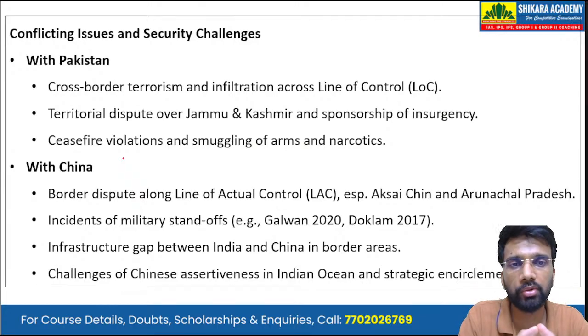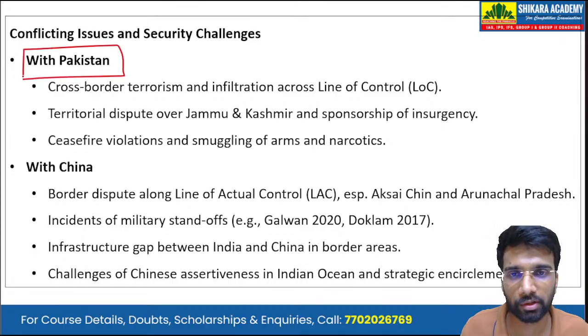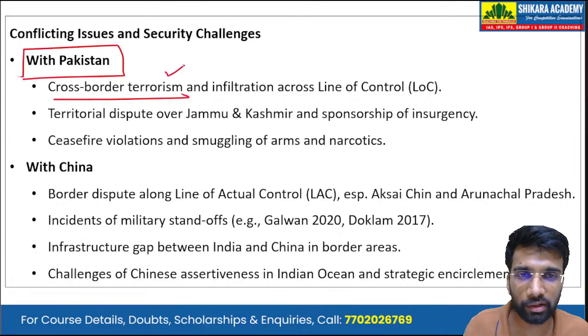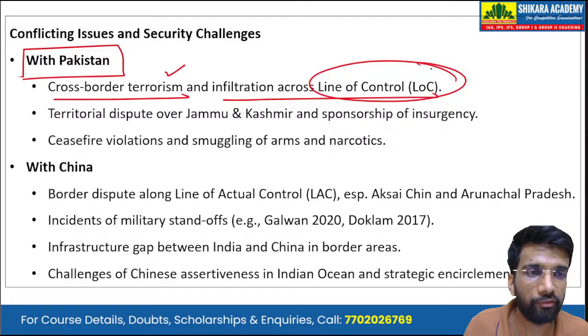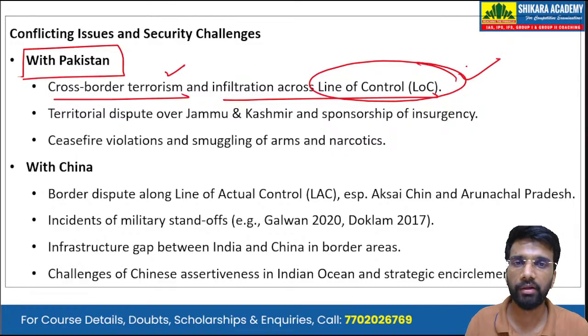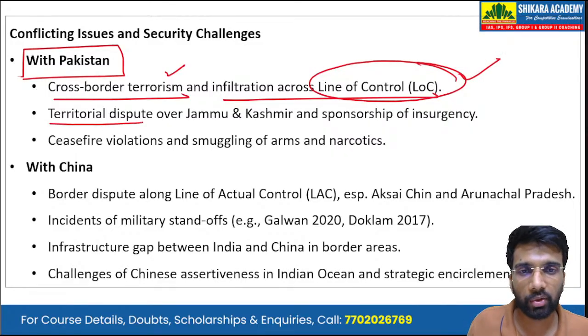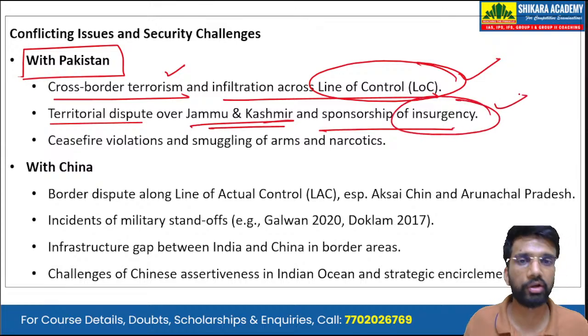Then we write conflicting issues and security challenges. What are such issues and challenges with Pakistan? So, with Pakistan, there are cross border terrorism and infiltration along the line of control. Okay. Then there are territorial dispute over Jammu and Kashmir and sponsorship of insurgency.